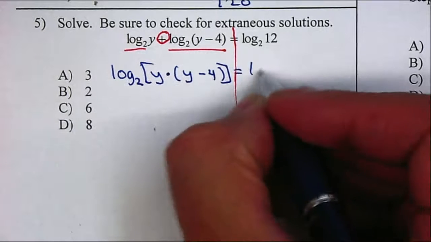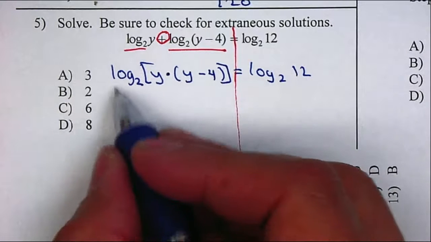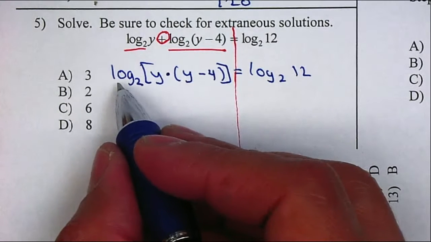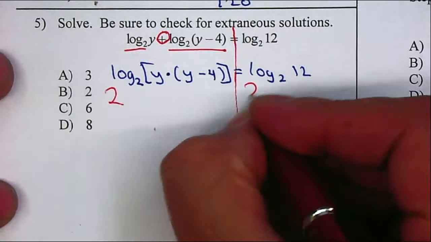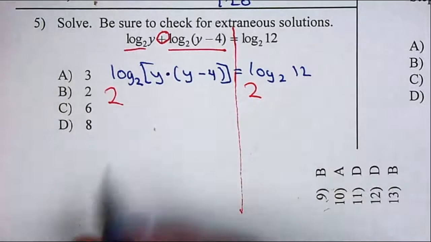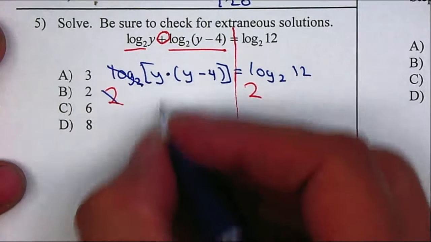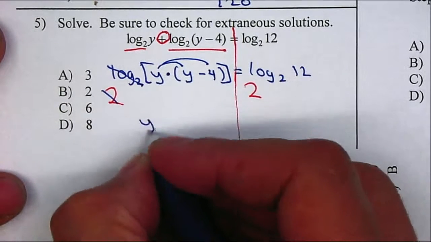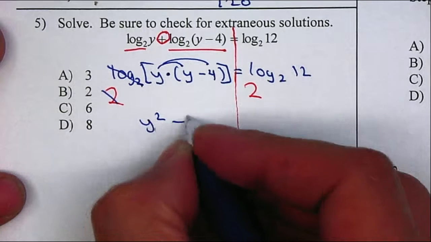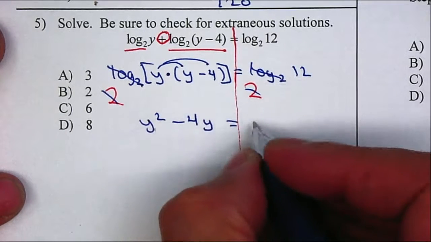I'm going to bring this down, the log base 2 of 12. Now, you need to think, how can I get rid of the log? The inverse of a log will be a base. We're going to exponentiate both sides to the base 2. Therefore, the log base 2 and the 2 cancel. I'm going to distribute. Y times y will give me y squared. Y times negative 4 gives me negative 4y equal to. I'm going to cancel the log and the base. It'll be 12.